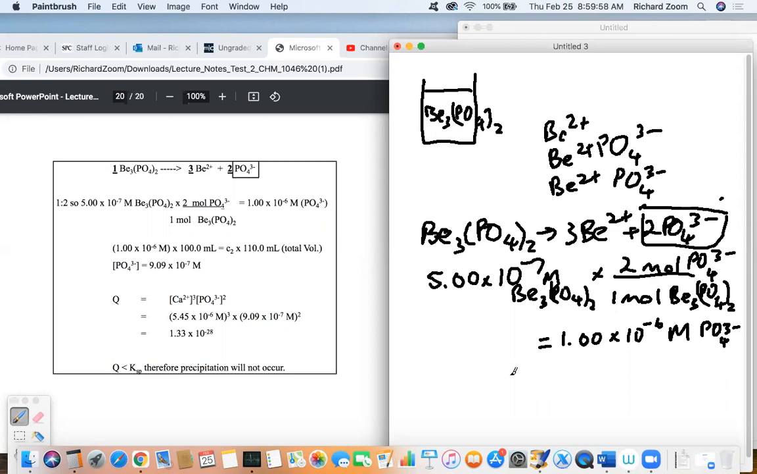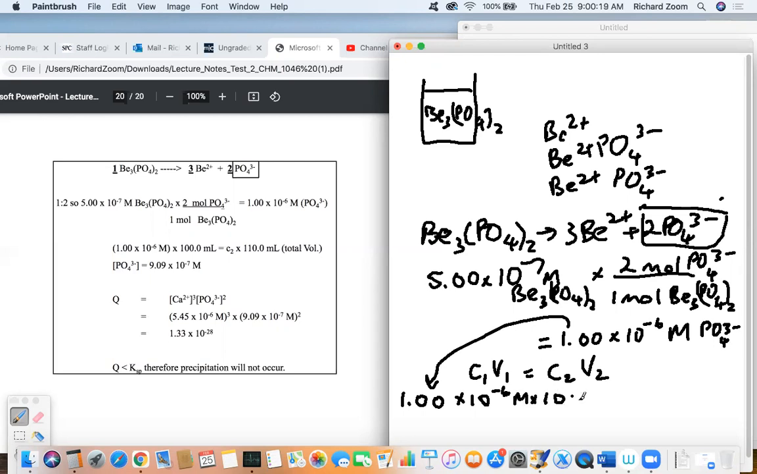And then we need to, again, concentrate on what happens to the dilution. And that's going to be 1.00. Remember, we're using this particular concentration for PO4 3 minus, not the initial one. Then to -6 molar times 100.0 mL equals C2, again, times 110.0 mL.